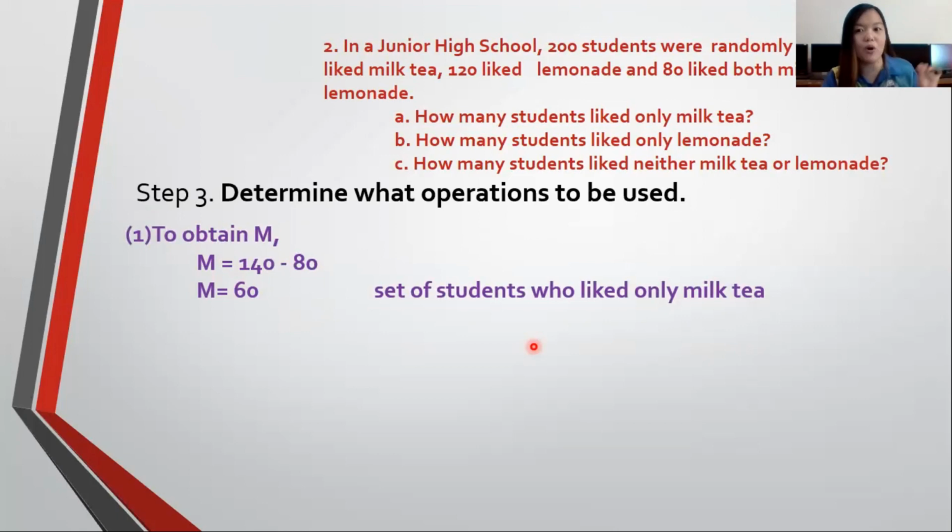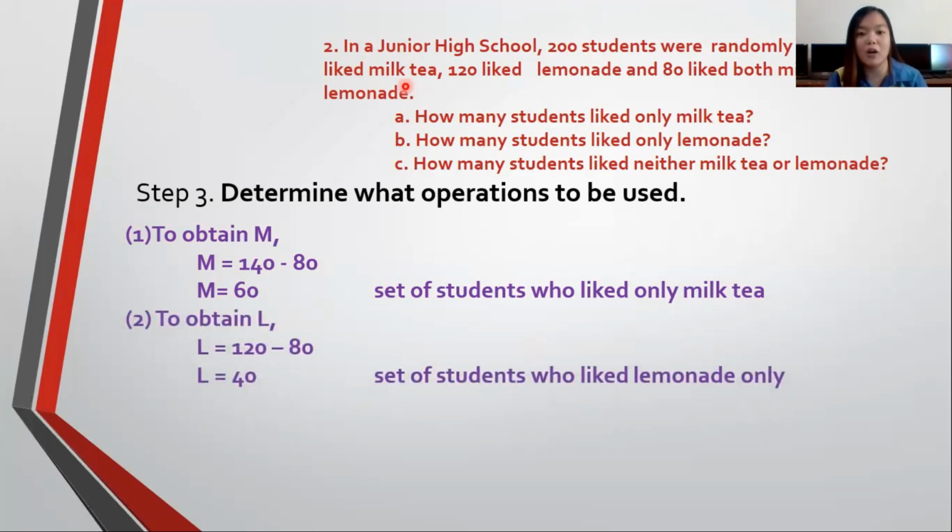Now, let's have the operations to be used. To obtain M or the number of milk tea only, since the given now is 140 who like milk tea, and 80 are both, if you're going to minus 140 and 80, you have 60, the set of students who like milk tea only. Now, to obtain L or lemonade, since we have the given na 120, yung may gusto ng lemonade, at 80 na yung both, so i-minus na natin 120 minus 80, then you have 40. So that's the set of students who like lemonade only.